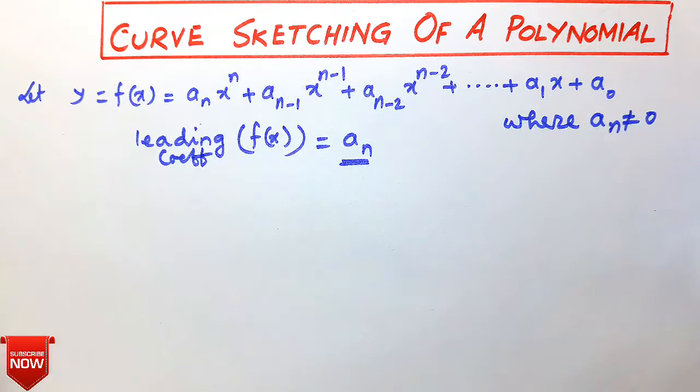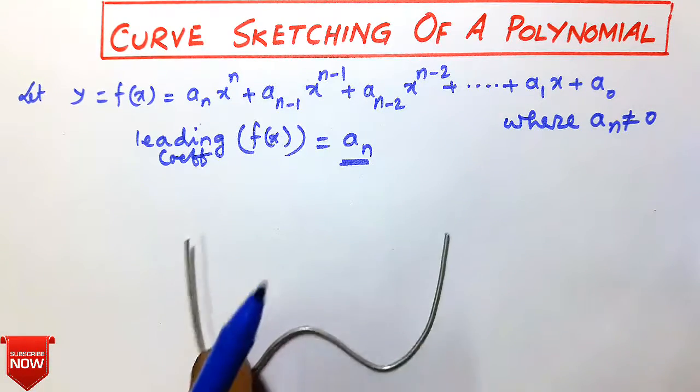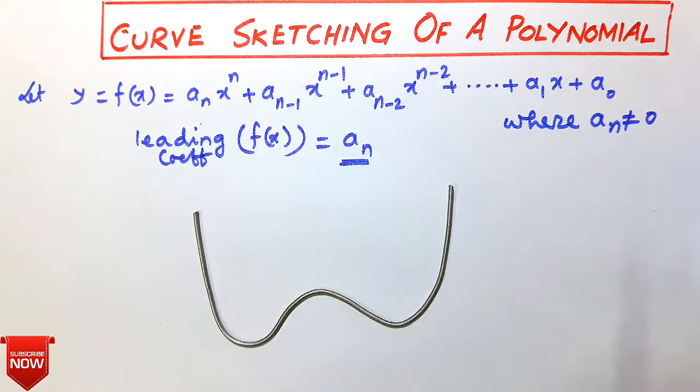Finally, I am showing another one. This type of graph is also available. Here you find that there are three turnings: 1, 2, 3. So the polynomial of this graph is biquadratic.